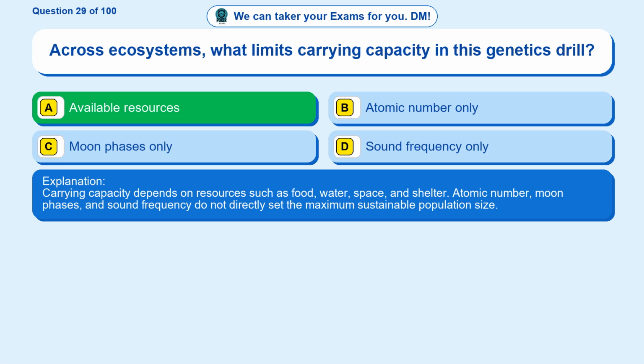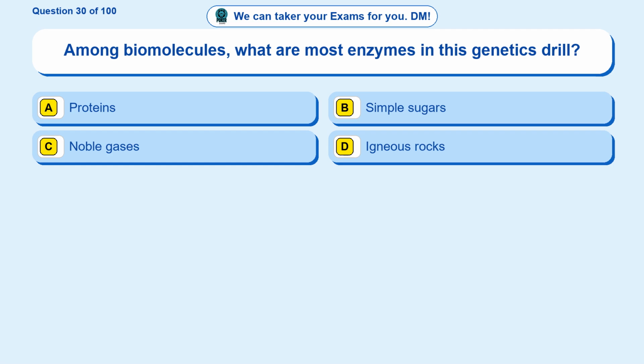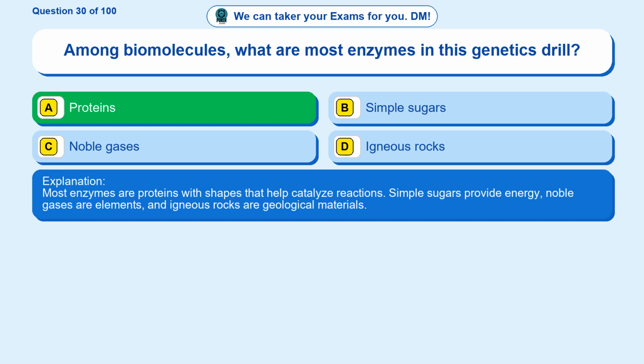Question 30. Among biomolecules, what are most enzymes in this genetics drill? Option A, proteins. Option B, simple sugars. Option C, noble gases. Option D, igneous rocks. The correct answer is option A. Proteins. Most enzymes are proteins with shapes that help catalyze reactions. Simple sugars provide energy, noble gases are elements, and igneous rocks are geological materials.